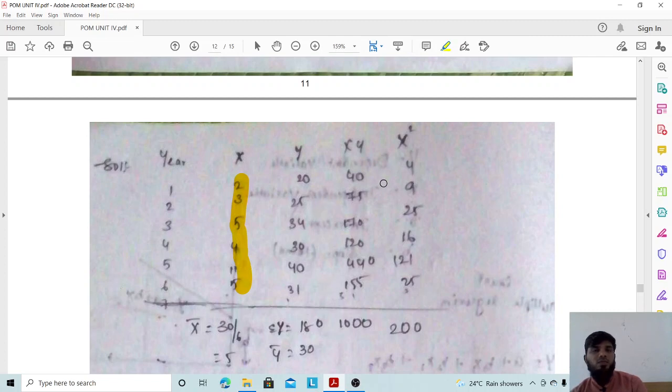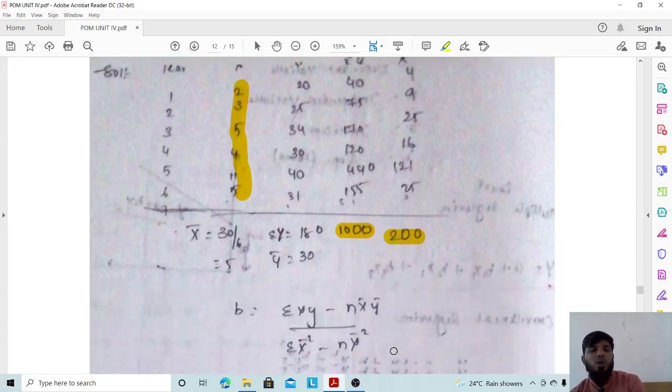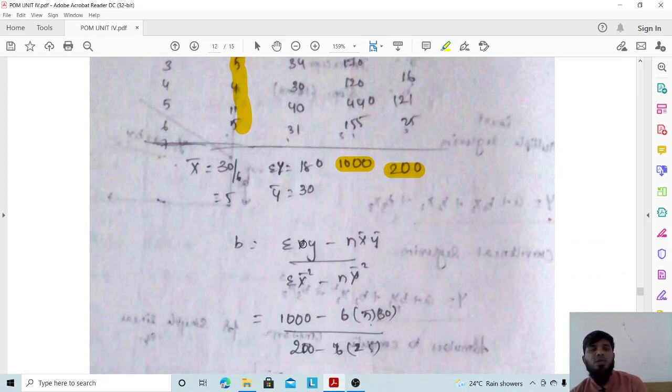Then x square: 4, 9, 25, 16, 121 and 25. Then you will do the summation of these, where you have got the answers: the summation of this is 1000, the summation of this is 200, and the summation of this is 200. When you have got these values, go to the b formula. What is the b formula? Summation of xy, that is 1000, minus n, which is 6, into x bar into y bar. x bar is 5 and y bar is 30, so 6 into 5 into 30.